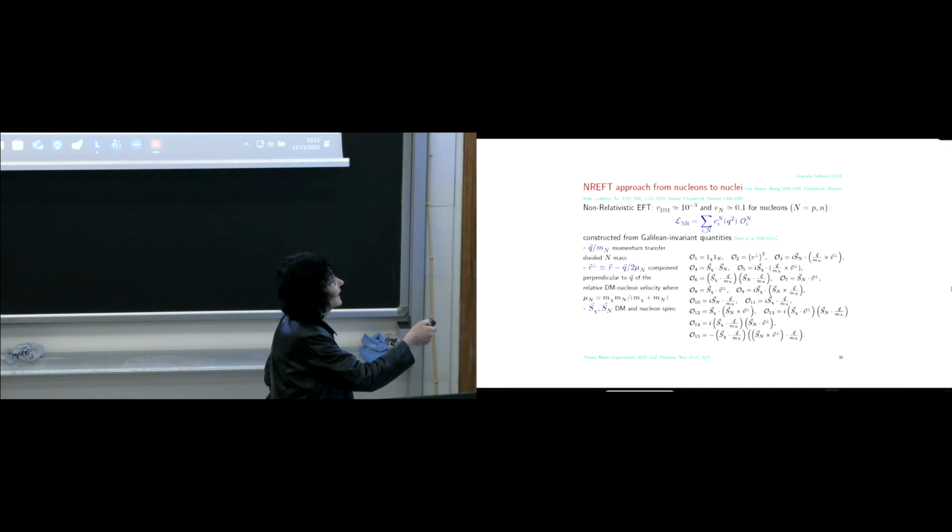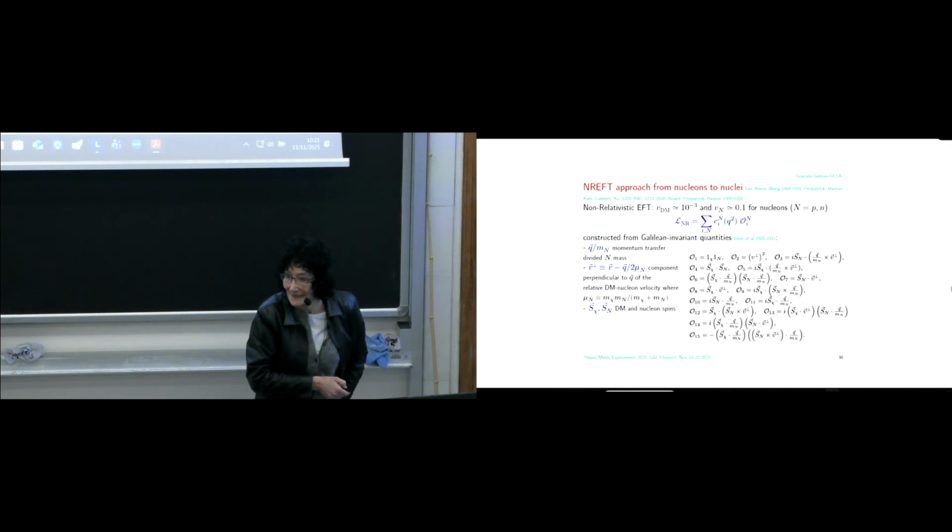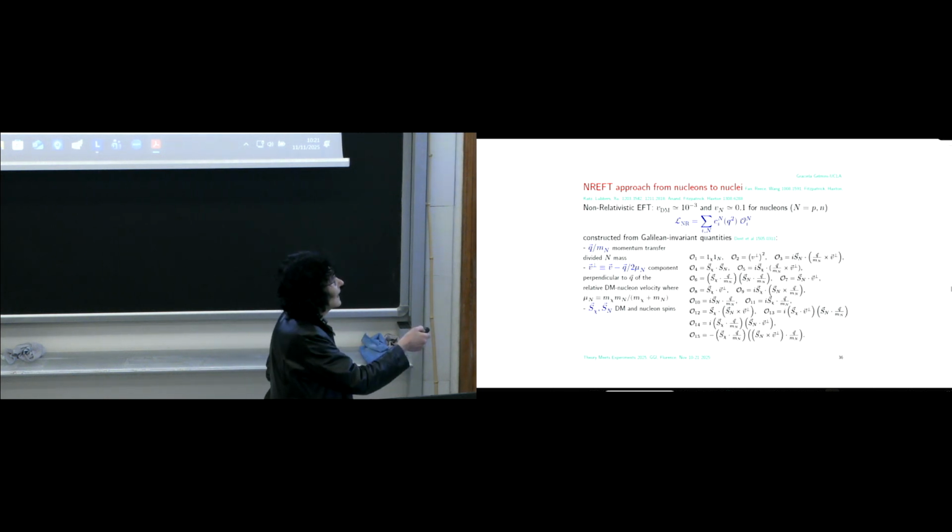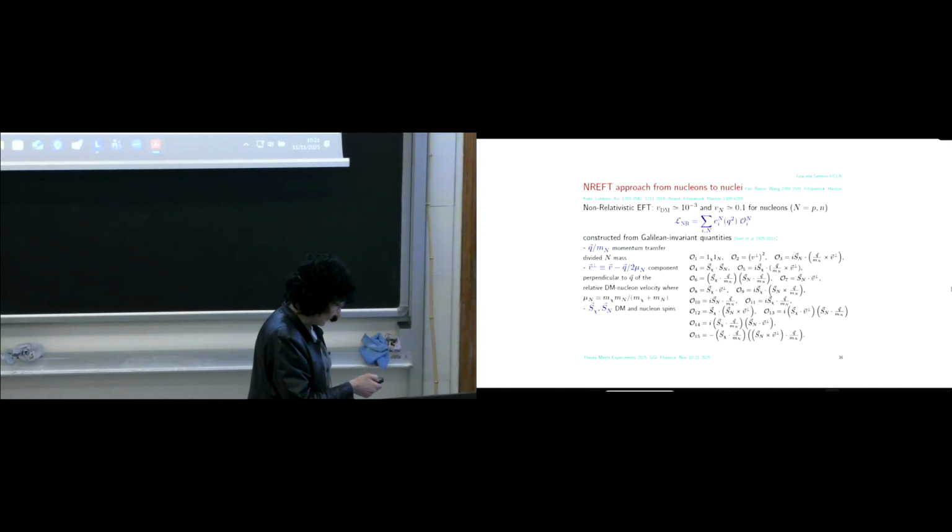This is a way of parameterizing. You could use the momentum transfer. I'm using this dimensionless quantity divided by the mass of the nucleus. And this v is dimensionless, it is one. Here you have another dimensionless quantity, which is the component of the relative velocity perpendicular to q. And here are the spins of the dark matter particle and the nucleus. With that, you produce a total of 15 different operators, in which the propagator is removed. You leave only these effective operators.